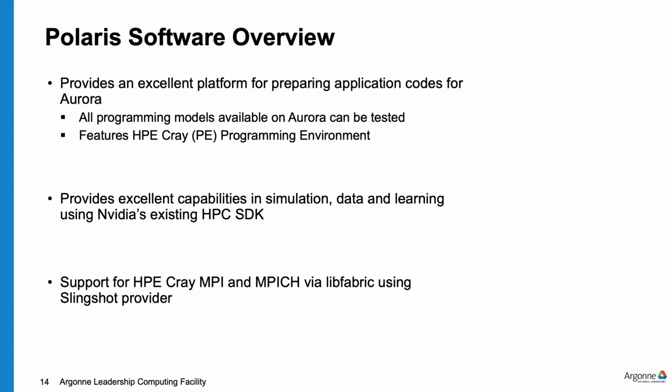So from a high level, Polaris is going to provide an excellent platform for preparing your application codes for Aurora and the other exascale system. All of the programming models which are available on Aurora can be tested on Polaris. And the main programming environment is provided by HPE, the HPE Cray programming environment. Polaris will provide excellent capabilities in simulation, data, and learning, all through NVIDIA's existing HPC SDK, which is available. And there's support for HPE's Cray MPI and MPICH via libfabric using a Slingshot provider.